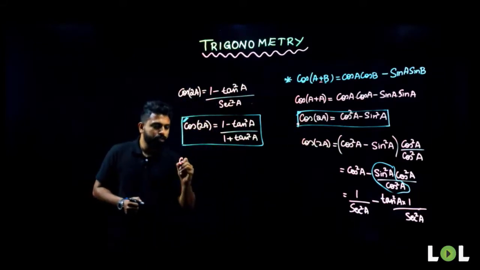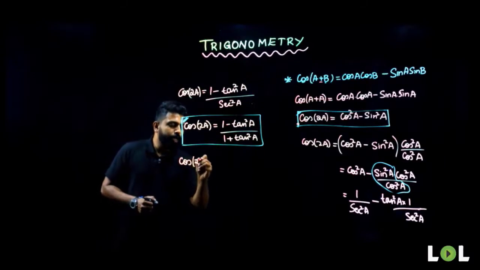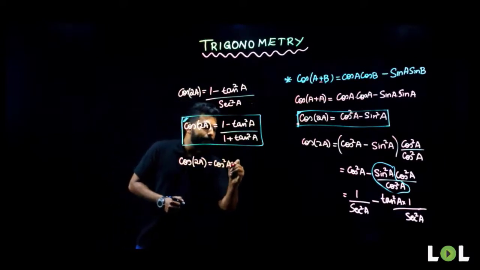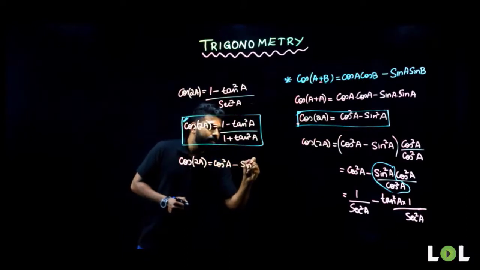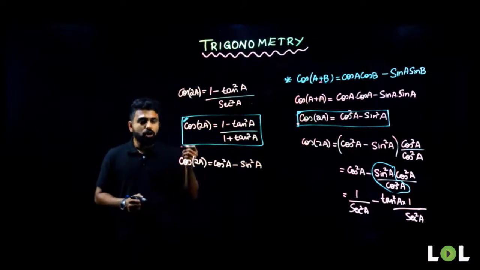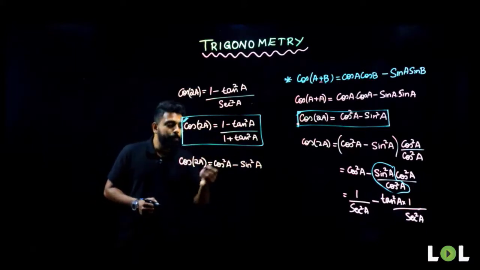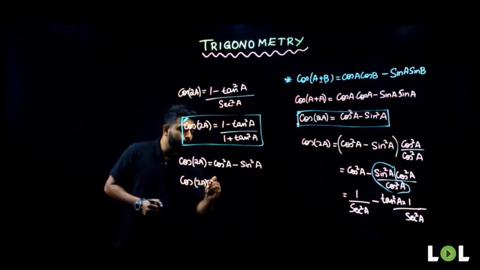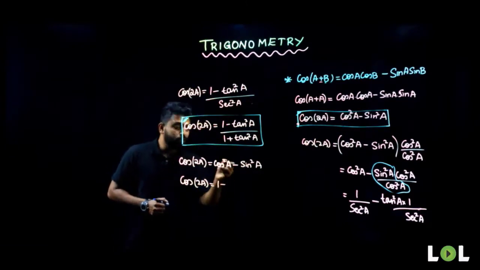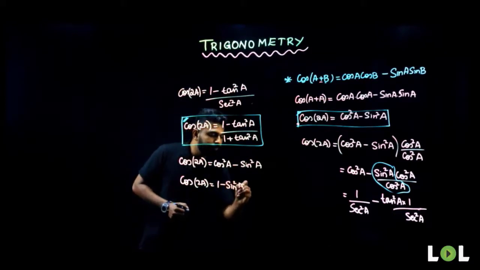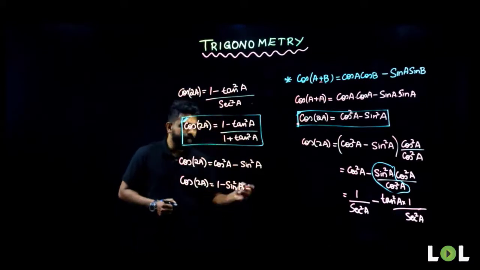Which are those? Cos of 2a equal to cos square a minus sin square a. From our first identity, we know that cos square a is equal to 1 minus sin square a. So cos of 2a will be equal to 1 minus sin square a minus this sin square a, which remains as it is.